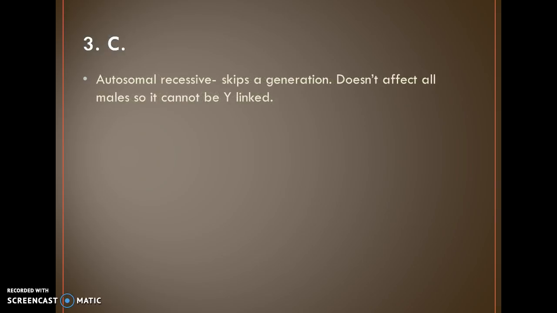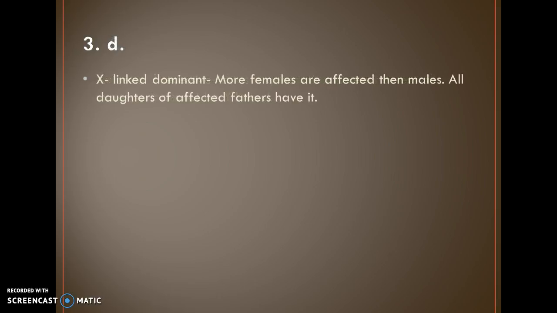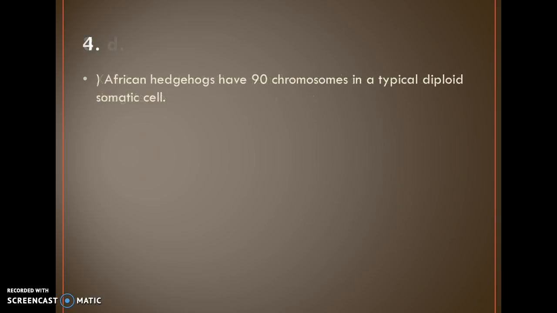3C, autosomal recessive. Skips a generation. Doesn't affect all males, so it cannot be Y-linked. 3D, Y-linked dominant. More females are affected than males, and all daughters of affected fathers have it. 4. African hedgehogs have 90 chromosomes in a typical diploid somatic cell. So our keyword is a diploid somatic cell. So 90 is the full number, and the somatic cells are regular cells.